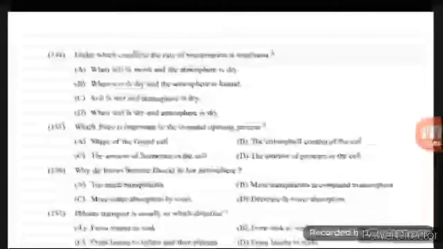If we come to question number 134: under which condition is the rate of transpiration maximum? They're asking under which condition the rate of transpiration will be maximum. When the soil is moist and the atmosphere is dry, or when the soil is dry and the atmosphere is humid, or when the soil is wet and the atmosphere is dry, or when the soil is dry and the atmosphere is also dry. You have to say for question number 134. Okay, your time starts now.